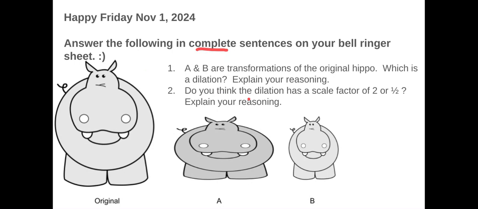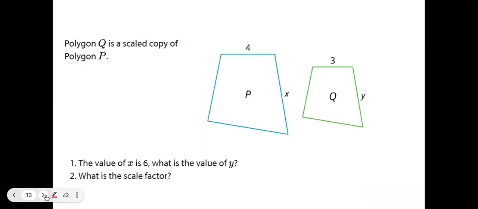Number 2, do you think the dilation has a scale factor of 2, or do you think it's more likely that it's 1/2? Explain your reasoning. To go from the original to one of these two, whichever one you think is the dilation, either A or B, which would you think would be more likely to be the scale factor? All right, let's talk about this.